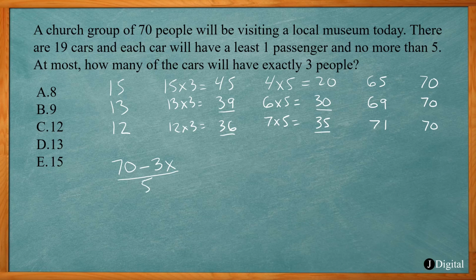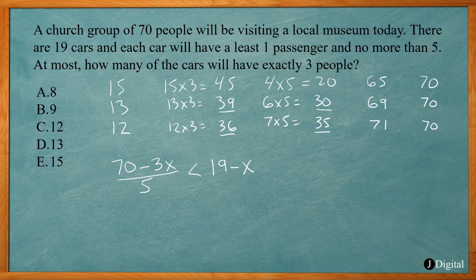You divide it by 5. That'll be how many cars you need to hold the remaining people. That needs to be less than 19, which is the number of cars we have, minus the number of cars that will hold exactly 3. Okay, so 70 minus 3x gives you how many people are left over that don't have exactly 3 in the car. And at most, each car can hold 5, so we divide by 5. And that'll tell you how many cars you need that don't carry exactly 3 people.